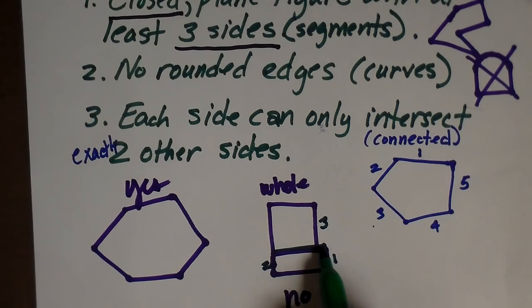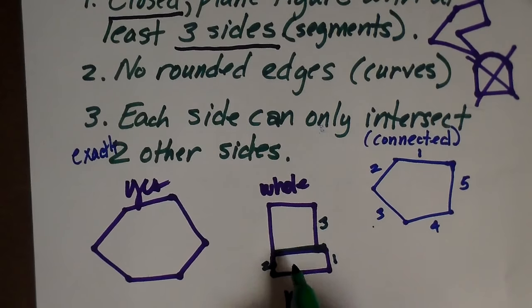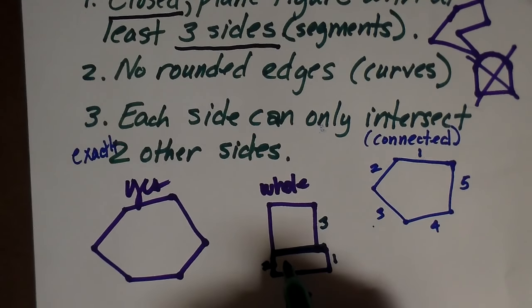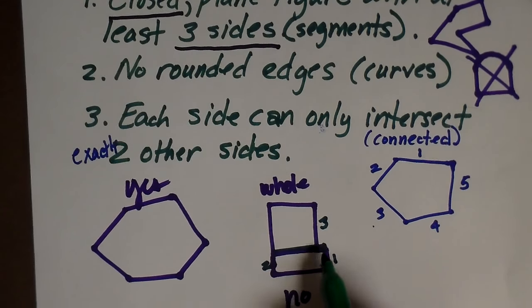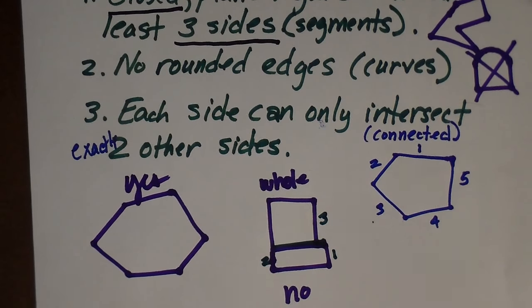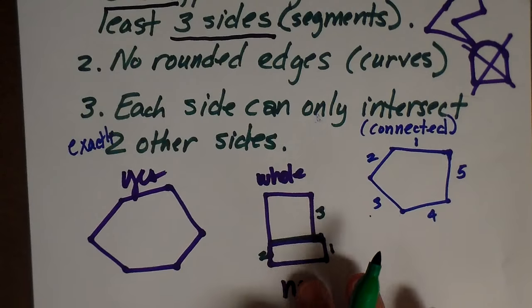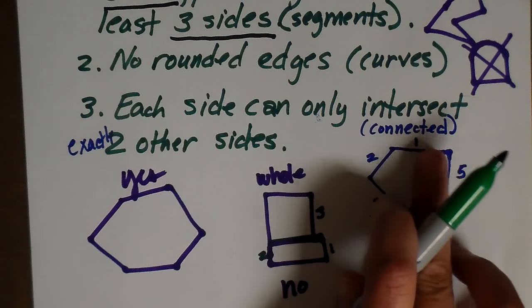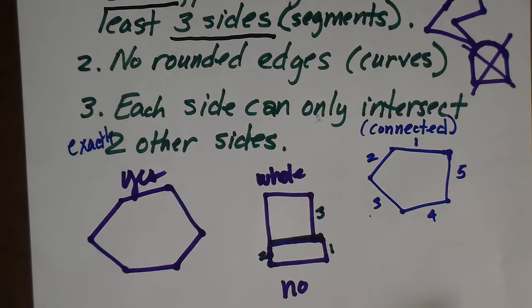So you've got a segment that actually cuts into the polygon, or cuts into the figure. I shouldn't have called it a polygon, but I'm old. That cuts into the figure and touches more than two other sides, or intersects more than two other sides. So this does not qualify as a polygon for that reason. So that fails the each side can only intersect with exactly two other sides portion of the definition.